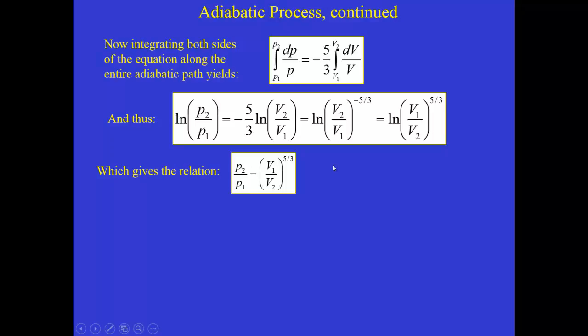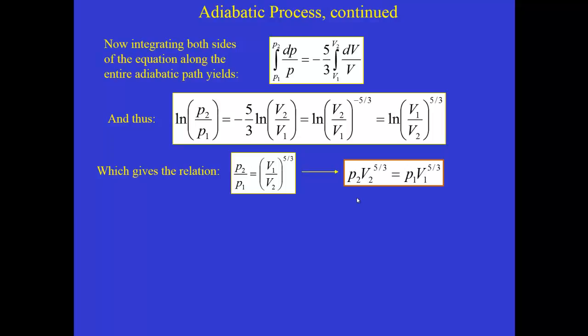And then we're going to get the quantities that have the 2 subscript on one side of the equation and the quantities with the 1 subscript on the other side, and we get the final equation for a monatomic ideal gas that's undergoing an adiabatic process. And you'll notice that this is different than what we would have for an isothermal process. For an isothermal process, you can show from the ideal gas law that you would simply have P2V2 equals P1V1. Here, we've got this 5/3 power, which makes it a different form of a relation, and therefore adiabatic curves are different than isothermal curves.